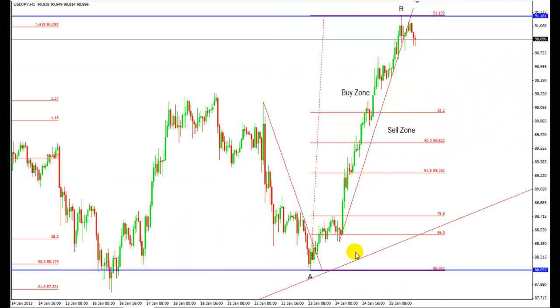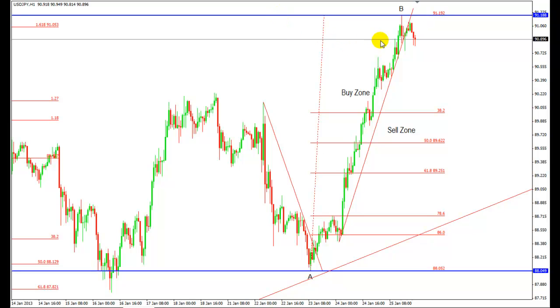Looking at the 1 hour, the A is at 88.052, and the B is at 91.192, okay? This is a very steep uptrend line, and I don't generally like to do this, as you know, because it's just far too steep, and to me, it's not the best. I like to see a little bit less of an incline. 45 degrees is pretty much ideal. This is far too steep, okay?